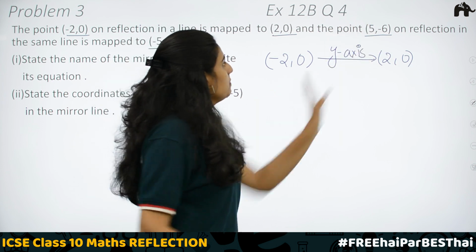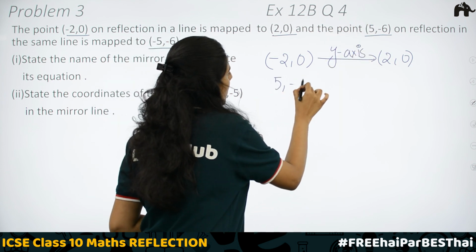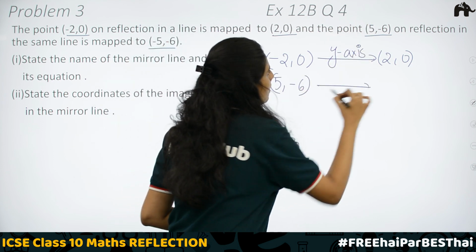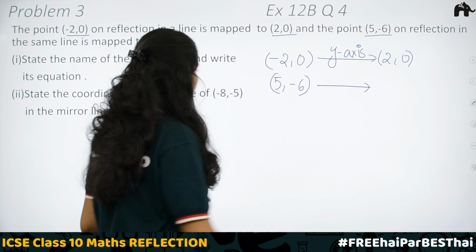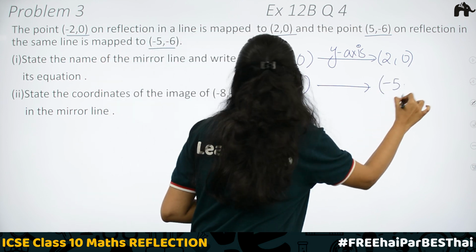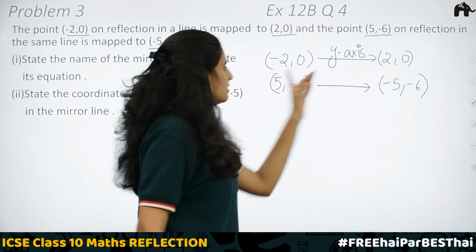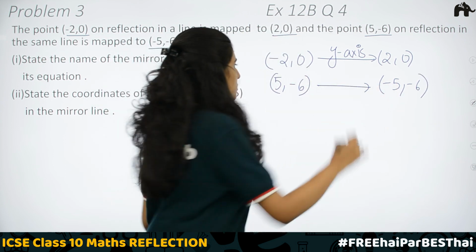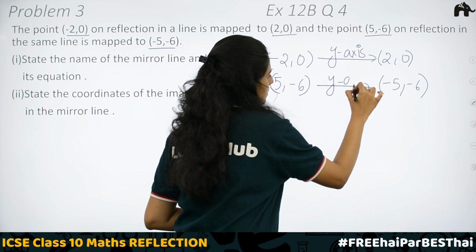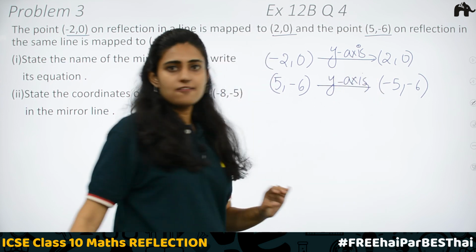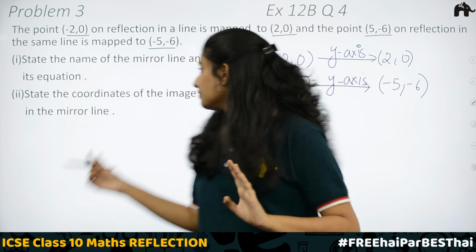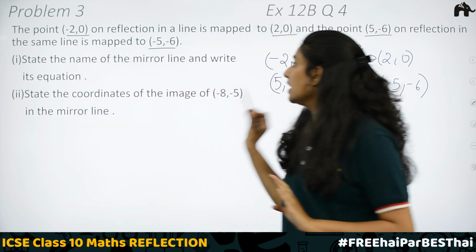Next, the second point (5, -6), on reflection in the same line, is mapped to (-5, -6). Here, what is the change? The y coordinate is the same, the sign of the x coordinate is changing, which means again the reflection is in the y axis. Therefore, the first question: state the name of the mirror line.